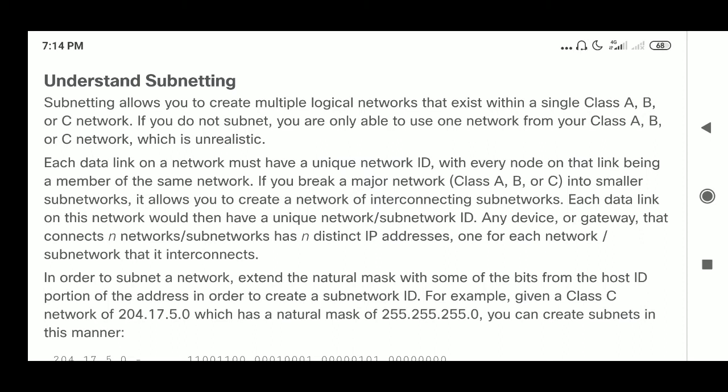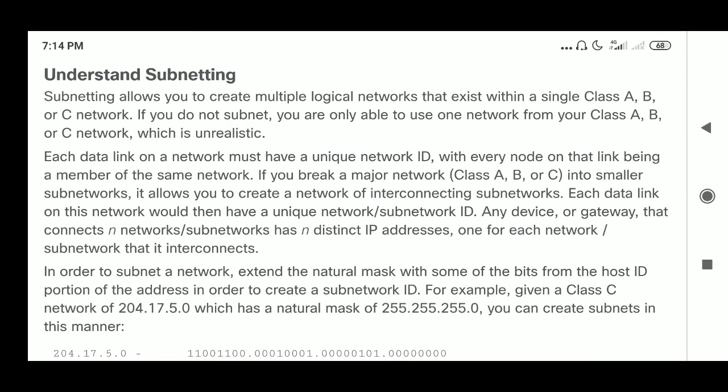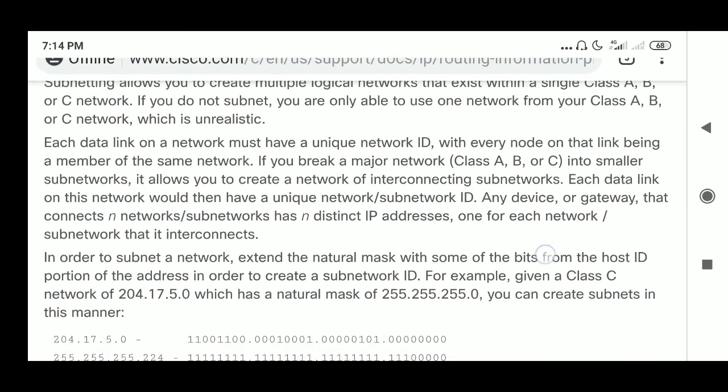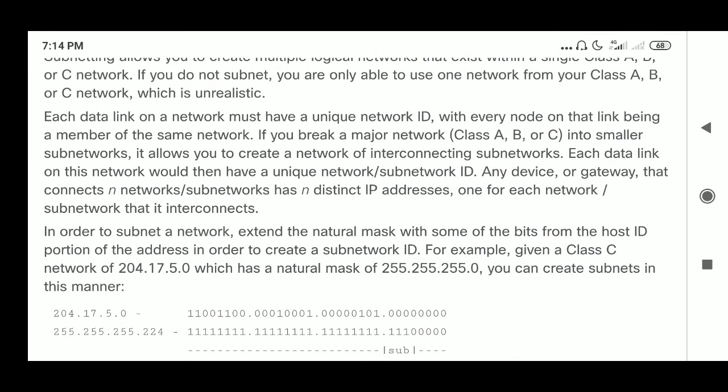Okay, so subnetting allows you to create multiple logical networks that exist within a single class A, B or C network. However, you can skip these classful names, and if you do not subnet, you are only able to use one network from your class A, B or C, which is unrealistic actually. You will always want to make the subnetworks.